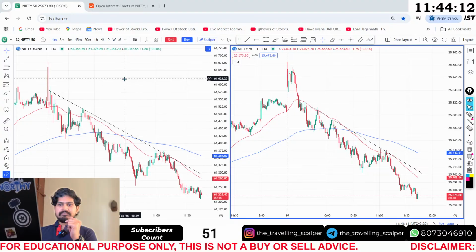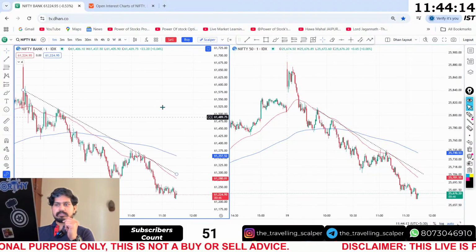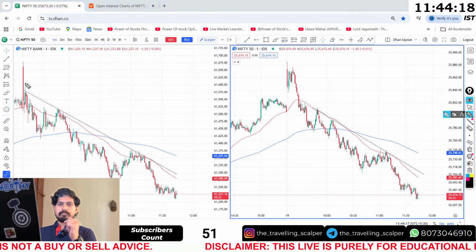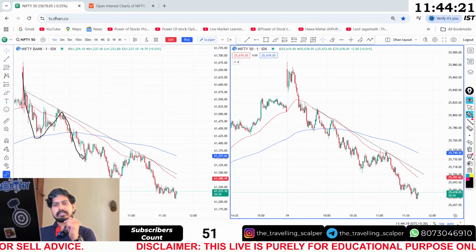Okay, so on the left side chart here, this is the Bank Nifty chart. On the right side, this is the Nifty chart. So in the morning, there was a heavy lower low formation and it fell off.